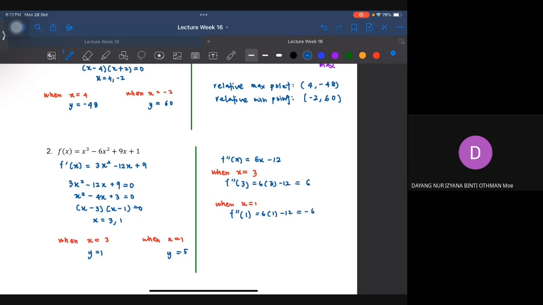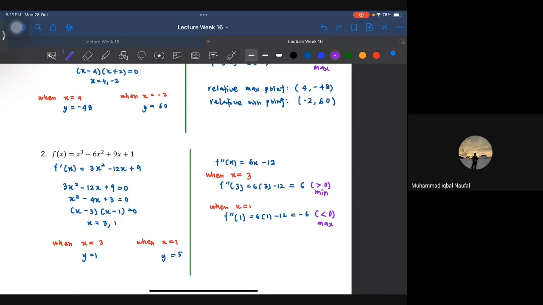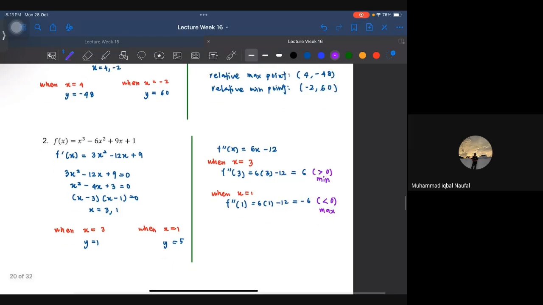Okay, so daripada sini, apa conclusion awak? Which one is the maximum? Which one is the minimum? Okay, so this one equal to 3. 3 adalah max ke min? Minimum. Minimum, okay, so dia terbalik, alright? So jangan confuse. So bila kita buat second derivative, if the value is greater than 0, then it is a minimum point. Okay, so when it is less than 0 means that dia adalah maximum point. Okay, so write a proper conclusion down here.